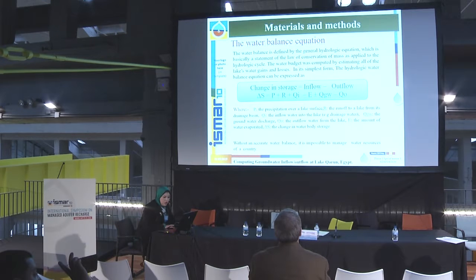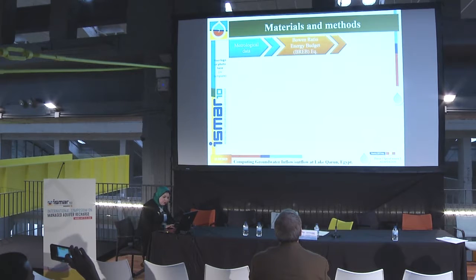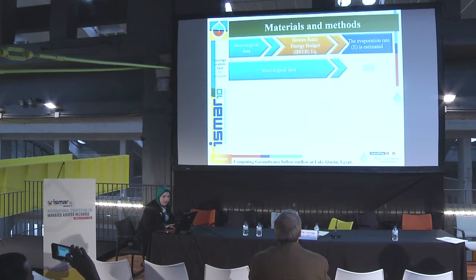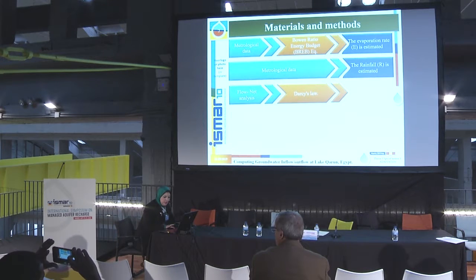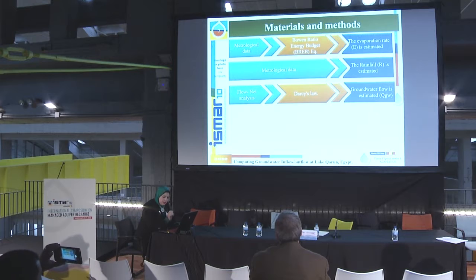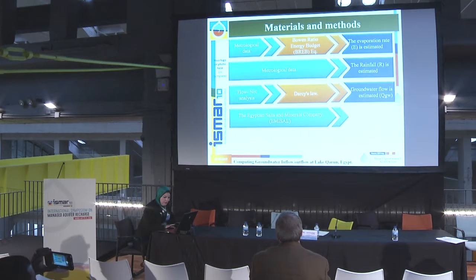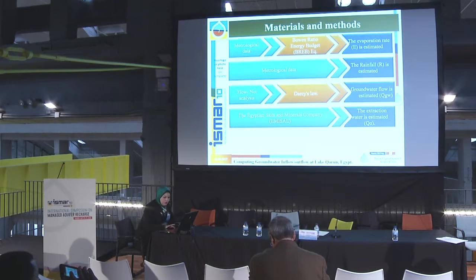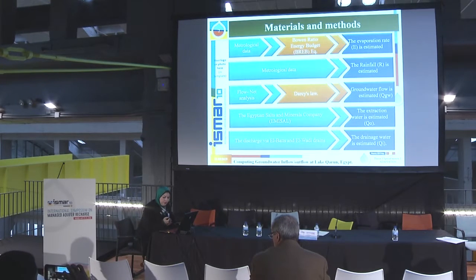The water balance equation was applied in its simple form, so we estimated all components of the equation by using meteorological data and the Bowen ratio energy budget to calculate the evaporation rate, using meteorological data to estimate rainfall, and flow net analysis and Darcy's law to calculate the groundwater flow. From the archive literature data, we get the water pumped from the lake to a company for salt extraction, and the discharge water from Al-Bats drain and Al-Wadi drain, which flows into the lake.